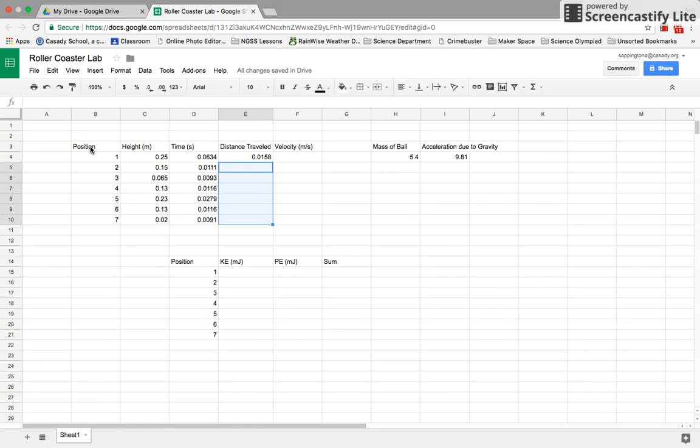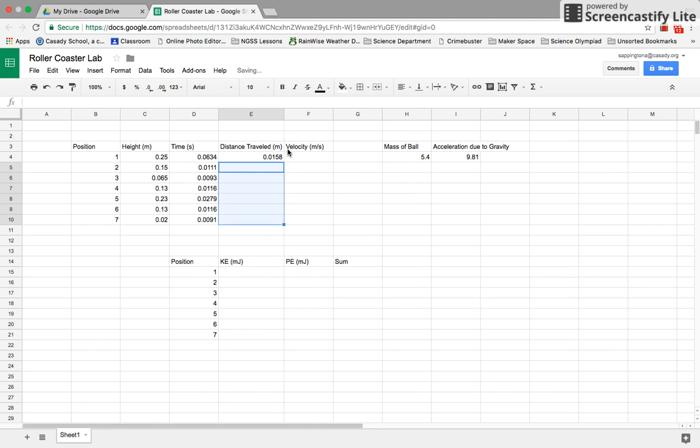It's not imperative that you do it in the same cells I do, but I started in B3. And you're going to go along here and put position, height, don't forget your units, meters, time in seconds, distance traveled. Now, if you can't see all of it, you just come up where the arrow is and double click, and it'll make the column wide enough to show it all. I can do the same right over here on acceleration due to gravity. And so you're going to have your distance traveled in meters and your velocity in meters per second.